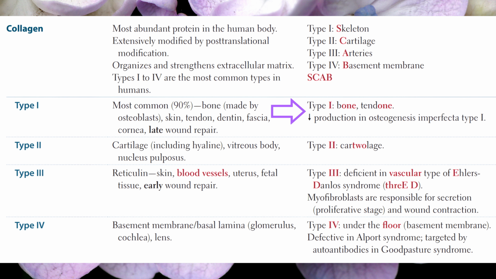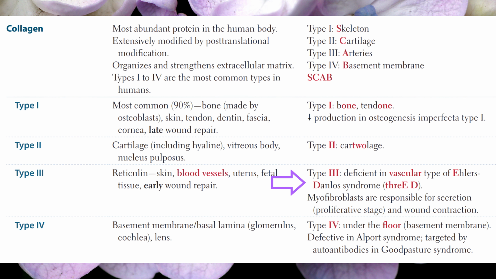Type 2 collagen in cartilage, including hyaline, vitreous body, and nucleus pulposus. Type 2 in cartilage. Type 3 collagen. Reticulin is a type of fiber in connective tissue composed of type 3 collagens secreted by reticular cells. Type 3 collagen in skin, blood vessels, uterus, fetal tissue, and early wound repair.